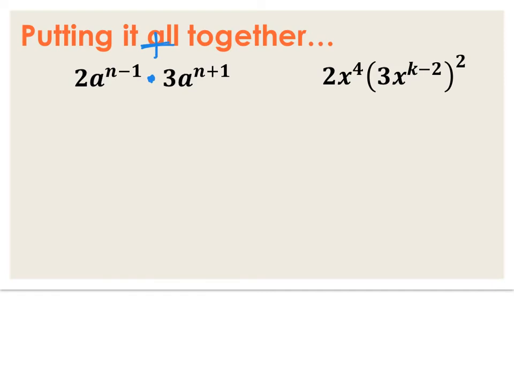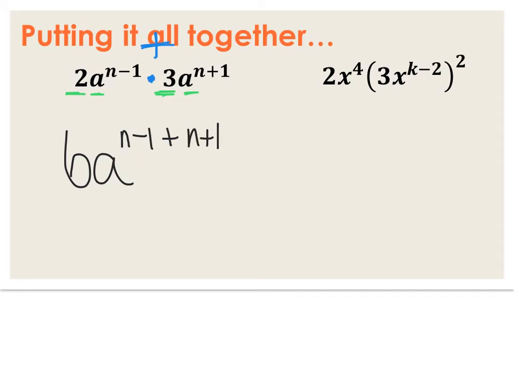Okay? The first thing, however, I want to do is, this is a multiplication problem, so you multiply your big numbers, you multiply your coefficients. 2 times 3 gives me 6. I now have, both of these have the variable a, so I'm dealing with that. And remember, you're adding your exponents. So one exponent is n minus 1, and I'm adding to it the exponent n plus 1.